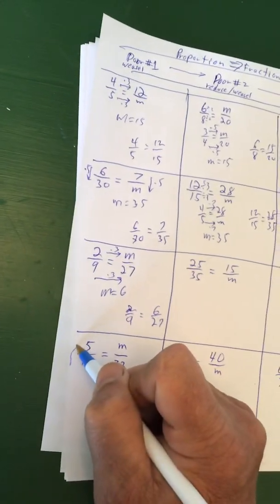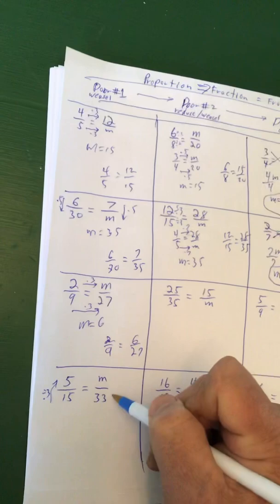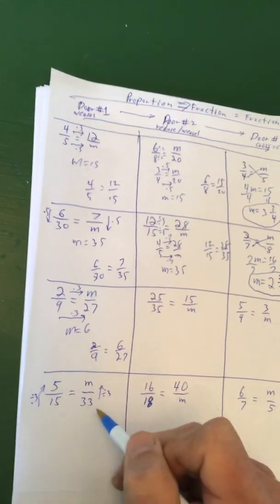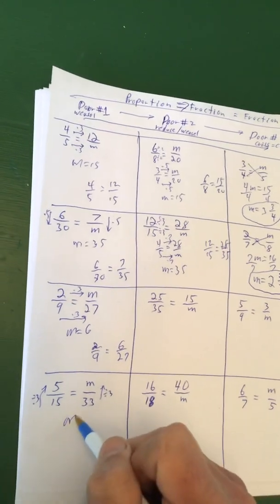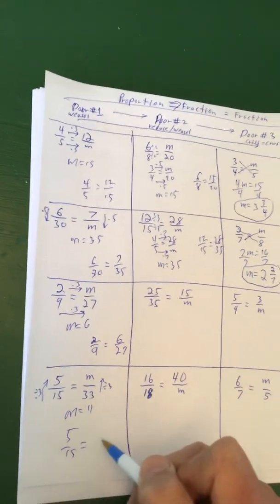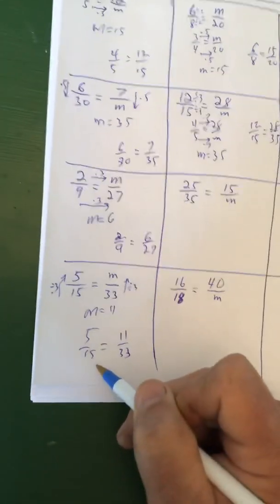Here, this is actually, if I go vertically, this is actually divide by 3. Divide by 3. 15 divided by 3 is 3. 33 divided by 3 is going to be 11. 5 over 15, is that the same thing as 11 over 33? They both reduce to 1/3, don't they?